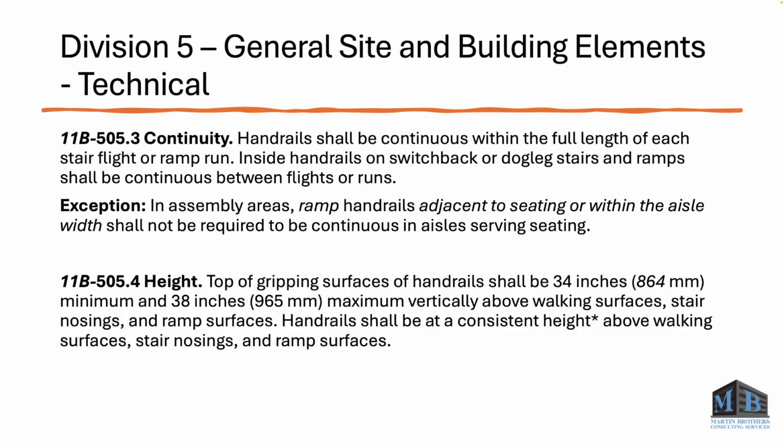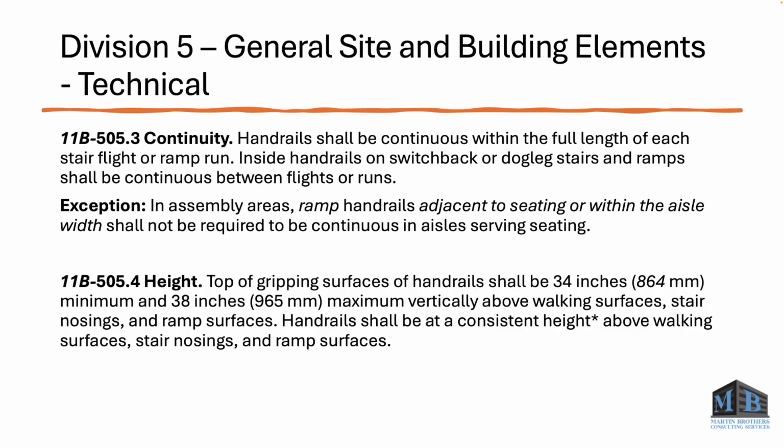11B 505.4, height. Top of gripping surfaces of handrails shall be 34 inches minimum and 38 inches maximum vertically above walking surfaces, stair nosings, and ramp surfaces. Handrails shall be at a consistent height above walking surfaces, stair nosings, and ramp surfaces.